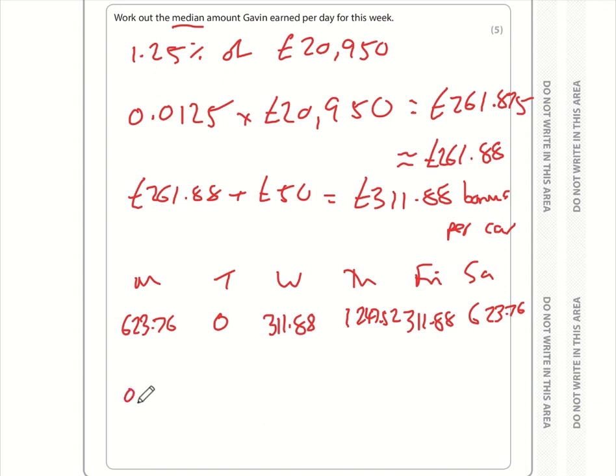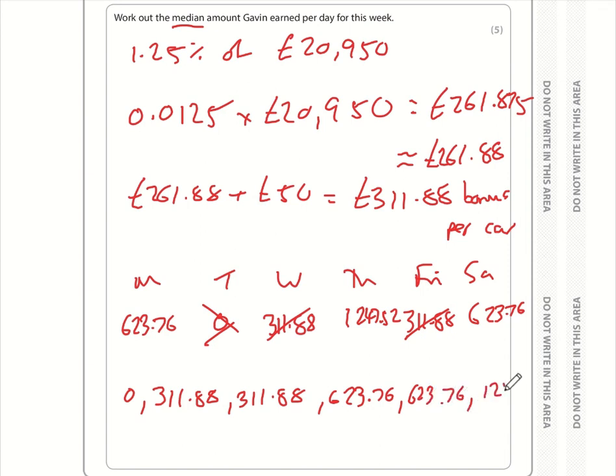So starts with 0, the next is 311.88, and another 311.88. Then we've got 2, 623.76, 623.76, and then the 1247. Okay, now I've not written it out in full because I know I'm going to be chopping this number off in a second. So to find the median, I'm going to cross one off on the left and one on the right. I'm going to do the same again until I get 1 or 2 in the middle.